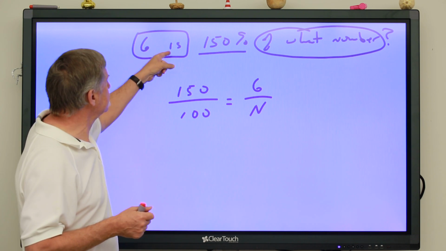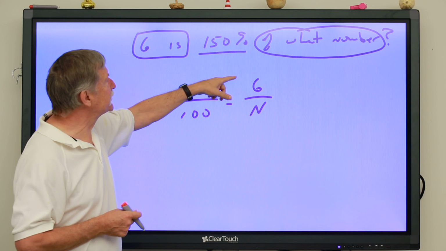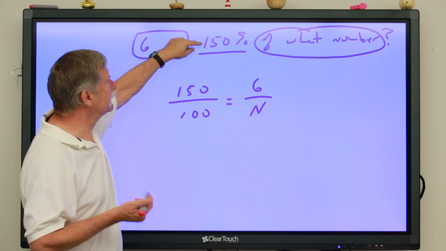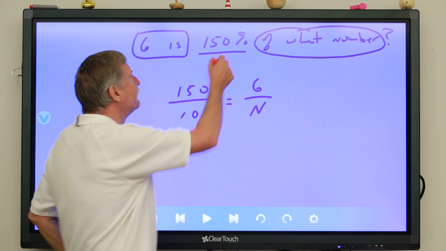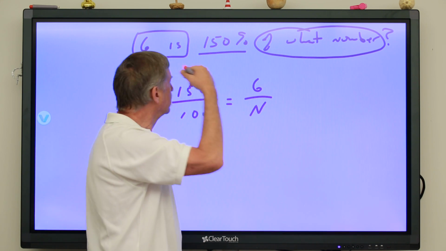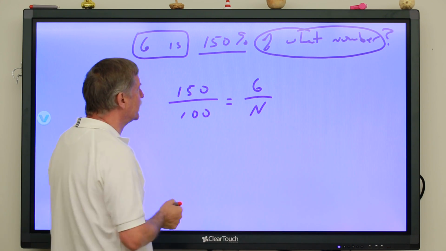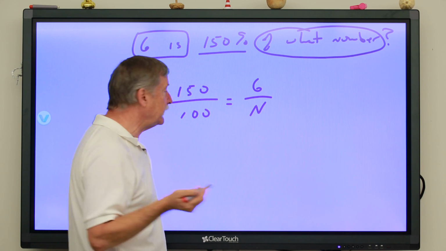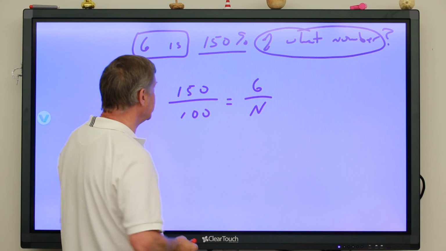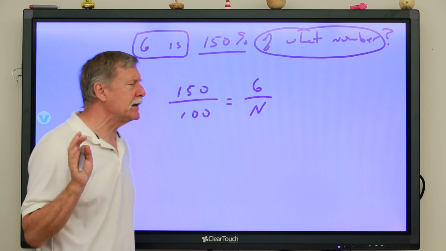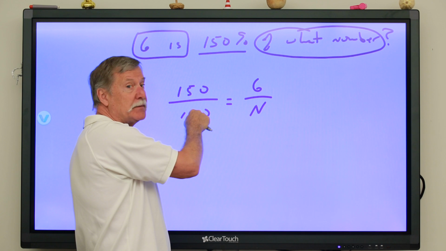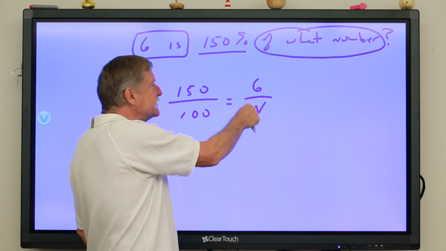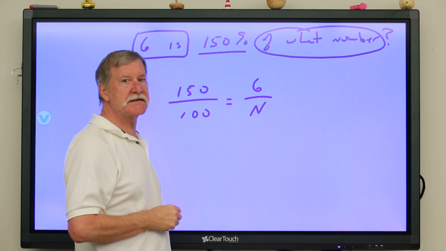So we got 6 is, so that's going to go on top of the fraction here. 150%, that's a dead giveaway that you got 150 over 100 here. Of what number, we don't know, that's n. 6 times 100 divided by 150 gives us an answer. And before even doing that, I should know that the top number here is bigger than the bottom number here. So this answer n better be less than 6.